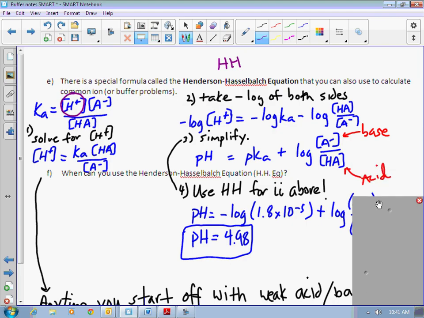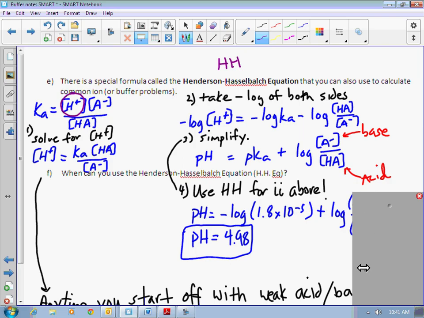So basically that's what we're looking at, the log, and now it's the base over the acid. This, my friends, is the Henderson-Hasselbalch equation. It's on your equation sheet, and it's something that you want to remember. The basic idea is pH equals pKa, which is the negative log of the Ka, plus log, and it's always base over acid.